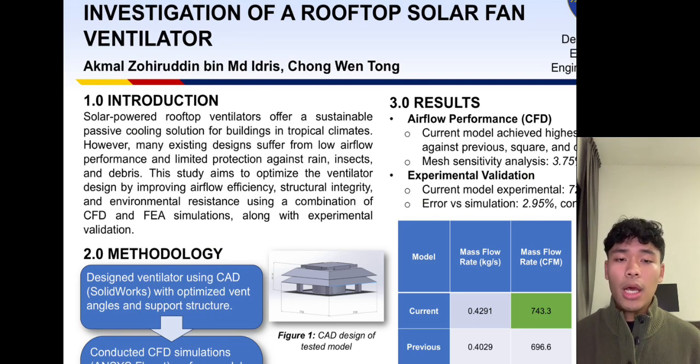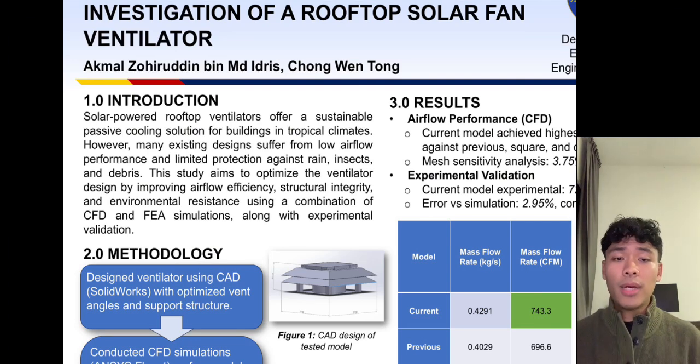So for the introduction, ventilation systems are critical for indoor comfort, especially in tropical climates where temperatures and humidity are high. Applications include warehouses, attics, and residential rooftops. Solar-powered rooftop ventilators provide a sustainable passive cooling solution using renewable energy. However, many existing designs show poor airflow and insufficient protection against rain, debris, and insects.